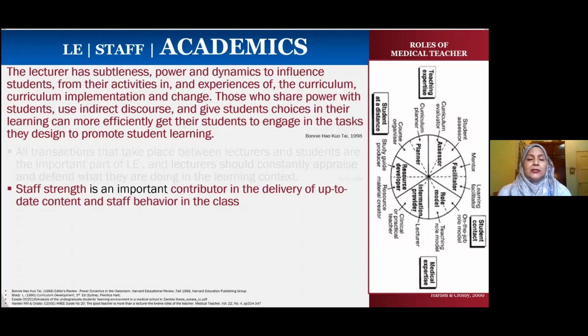Staff strength is an important contributor in the delivery of up-to-date content and staff behavior in the class, because if the staff strength is not enough, the staff is already exhausted, so they are not paying too much attention and putting too much input in the class.